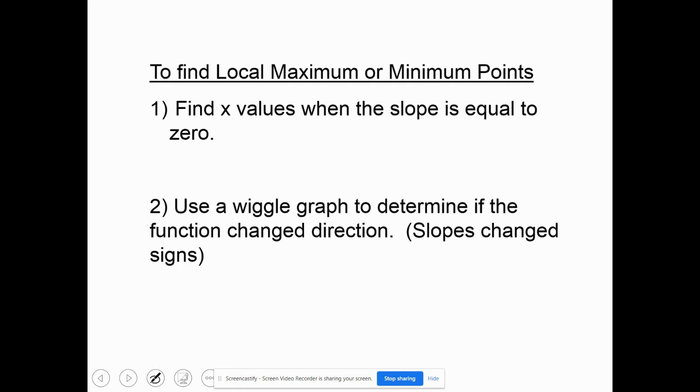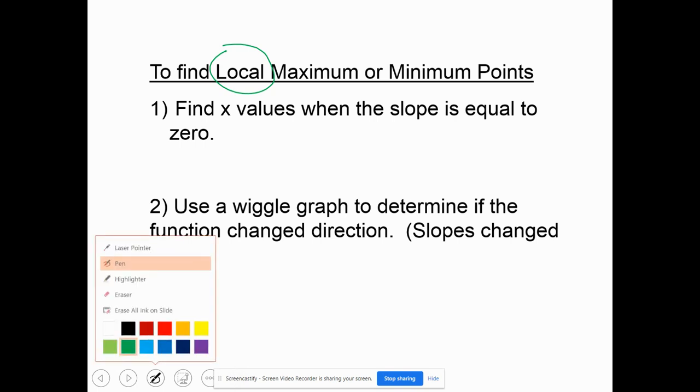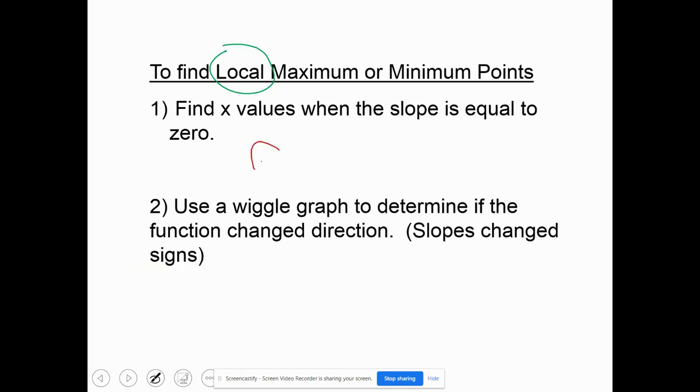Okay, so here are the two steps that we take to find local max or min points. In the next lesson, we'll talk about the steps for the absolute max or mins. Number one, you need to find any of the x values where the slope is equal to 0. In order to do that, you're going to need to know the derivative, because that is the slope formula, and then we're going to set it equal to 0 in order to find the max points.